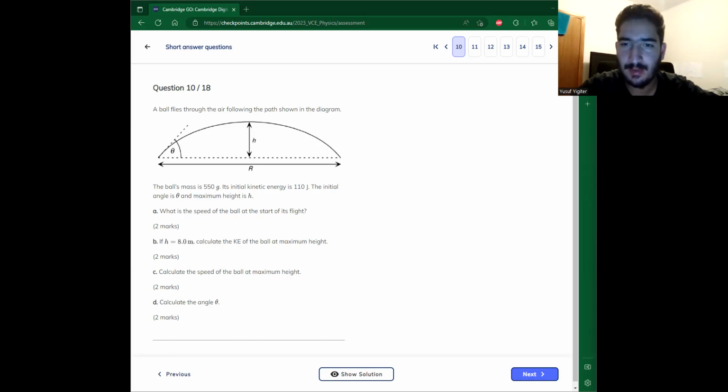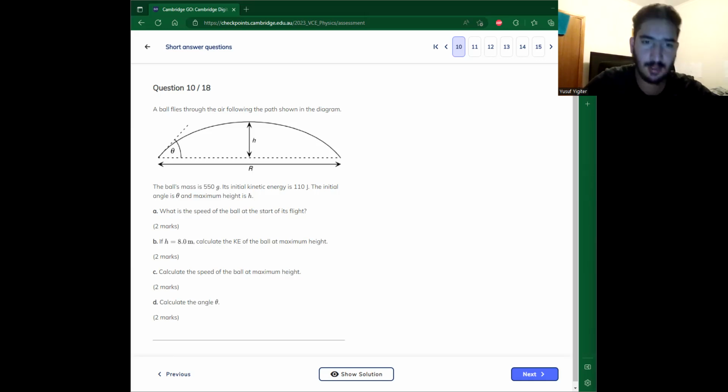And then we know what E_K initial is. That's 110, it says it right there. So 110 minus 78.4. Oh wait, we already found it. All right, so the energy final equals 31.6. What unit of measurement? Joules.